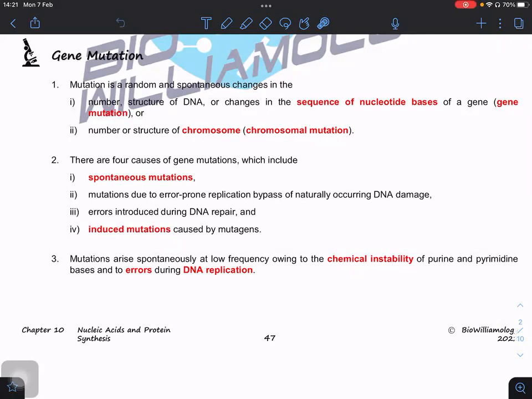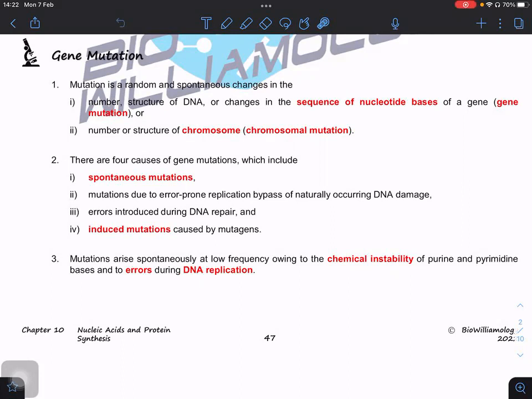Now, how can gene mutation take place? We have 4 ways. The first one is the most common one, and it takes place every moment in our body, which is spontaneous mutation. This spontaneous mutation always takes place during DNA replication. It's slightly different from what we have learned previously, because previously we said that DNA replicates semi-conservatively, correct? It means that the parental strand will act as a template.